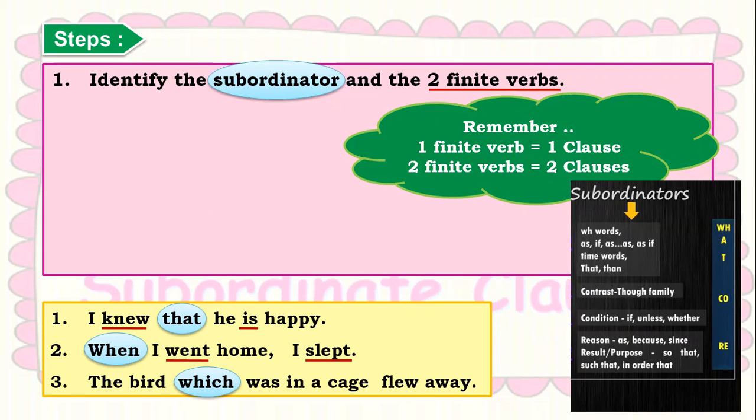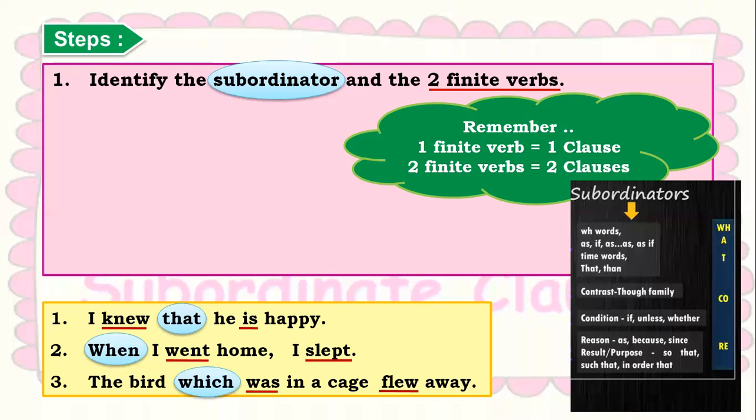The bird which was in the cage flew away. Be very careful. Which are the two finite verbs? Remember, a finite verb has a subject beside it. So, was and flew. But where is the subject for was and flew? So let me clear it out. The word was has a subject, which. It is a conjunction, but also it is acting as a subject.